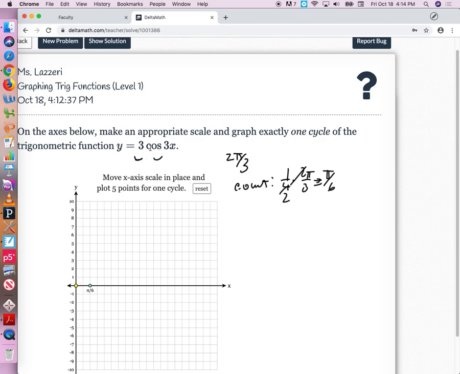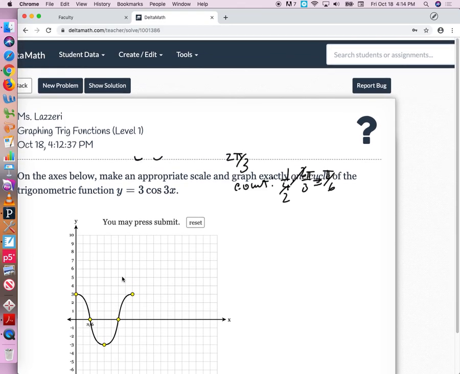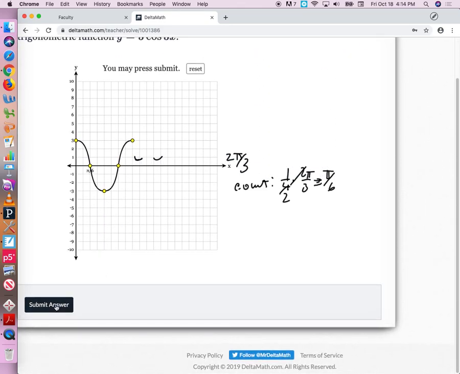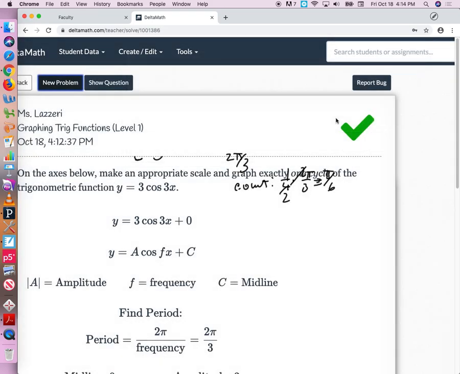It's cosine, so I start up high. Okay, so it's cosine, so I start up at 3. Then I come back to pi over 6 for my first mark. And then I go low to negative 3. And then I come back up to the middle. And then I finish. I'm trying to do this equidistant. And that's just one period. Okay. All right, so let's do one more.